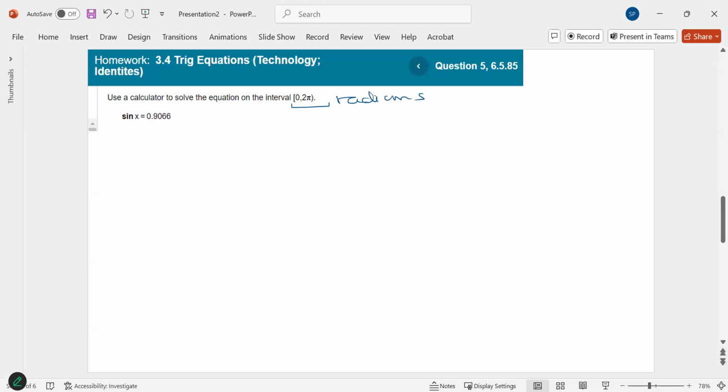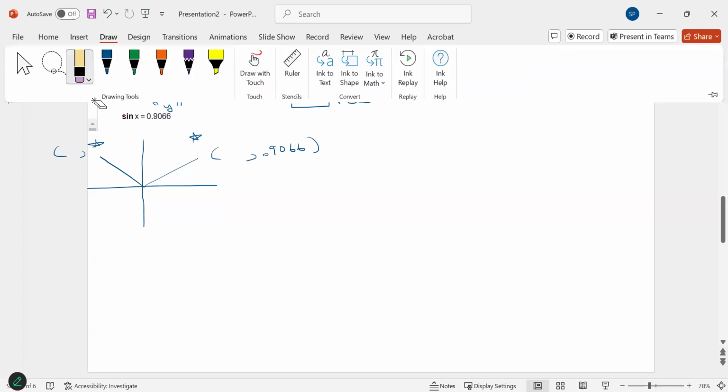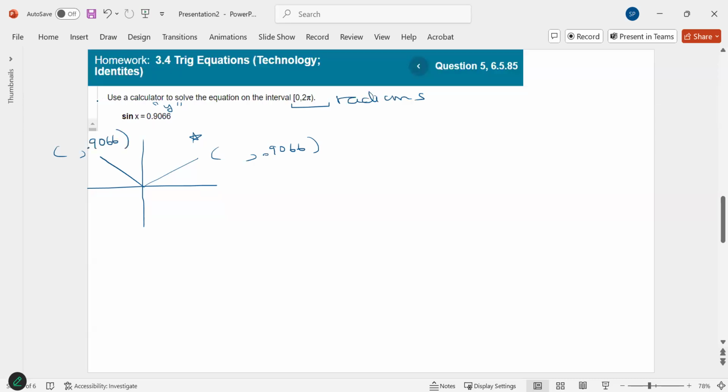So remember, sine represents the y coordinate. So if you think about this as a positive y value, where is the y value positive? Well, the y value is positive in quadrants 1 and 2. Remember, here we're saying at which angle does the angle give you a y value of 0.9066? So there are two angles that we're looking for, angle 1, and then here, angle 2.